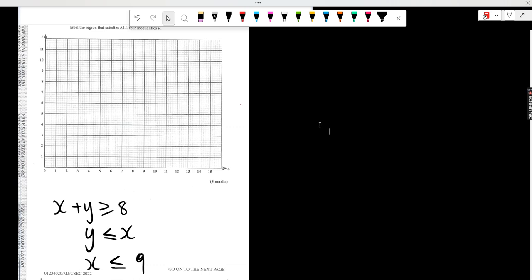Now remember I told you that in order to show the region satisfied by an inequality, you must first identify the straight line associated with that inequality. So let's look at this one. We want to represent the inequality x is less than or equal to 9. The straight line is x equals 9. So we must first show on our graph the line x equals 9.